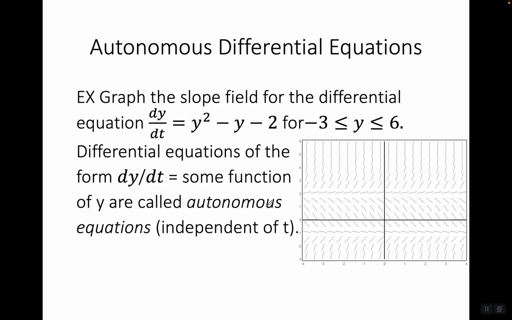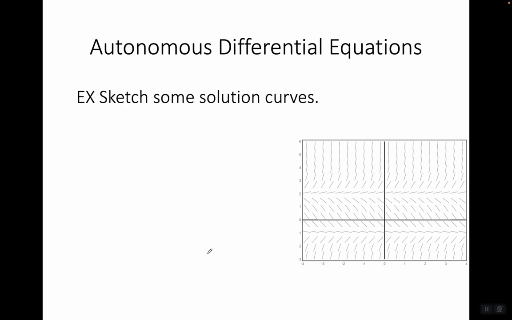Differential equations that are of the form dy/dt = some function of y are called autonomous equations. That's because they're autonomous, they're independent of t. They don't depend on t.